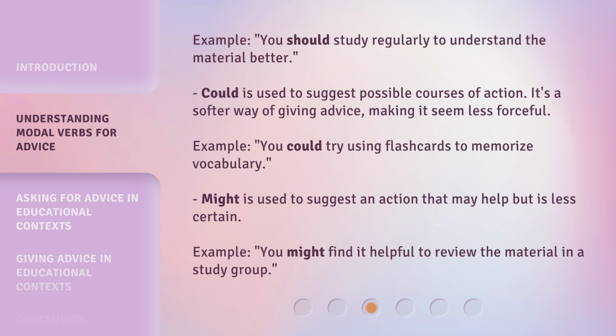Could is used to suggest possible courses of action. It's a softer way of giving advice, making it seem less forceful. Example: you could try using flashcards to memorize vocabulary. Might is used to suggest an action that may help but is less certain. Example: you might find it helpful to review the material in a study group.